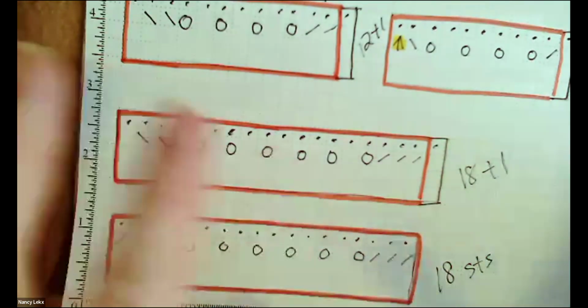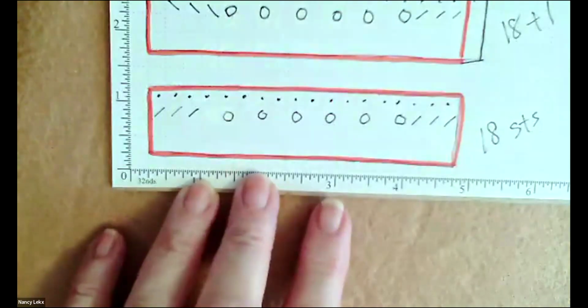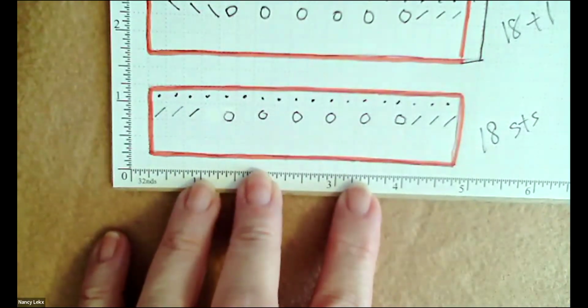Any other questions about the simple ripples? Nancy, if you were to do it the traditional way, the way that you don't like, would the fabric bias?